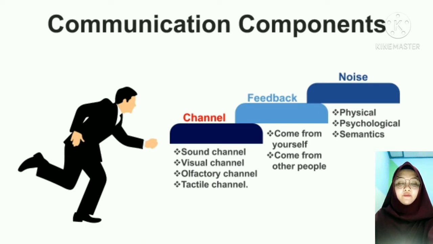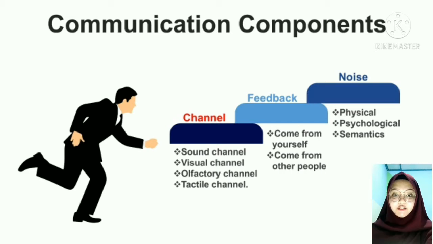And then the third is olfactory channel. In olfactory channel, when communicating, there will definitely be smells. And then the last one is tactile channel. In tactile channel, when communicating, sometimes we touch the other person when we are talking, either intentionally or accidentally. Then the seventh is feedback. There are two types. The first one is feedback from ourselves, and the next is feedback from other people. For example, frowns or smiles, and nods or headshakes.